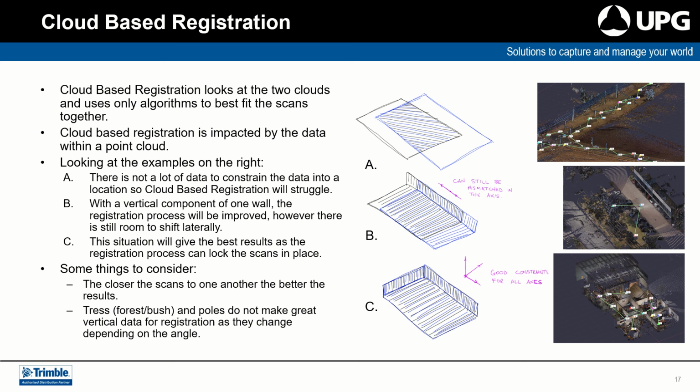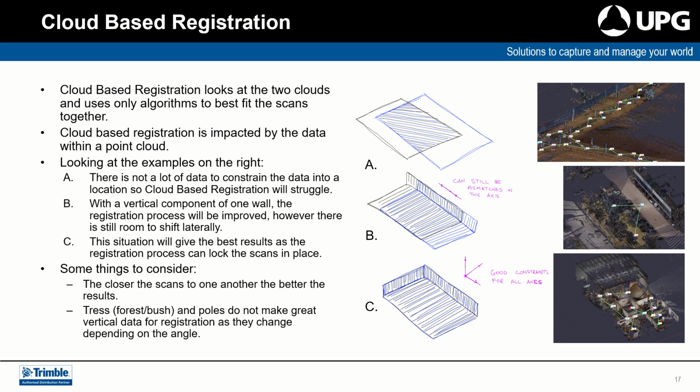Looking at the cases on the right here, we have A, B, and C. In case A, it is just two flat scans with limited vertical data, and in this situation, cloud-based registration may not work as well as other practices due to the fact that there is nothing to lock the scan into any particular axis when looking at tying it to another scan. In case B, you can see that there is one single face against a wall that has been considered, and this is better than case A, and the scan can be locked against one axis. However, there is still an axis that's free and it can slide through.